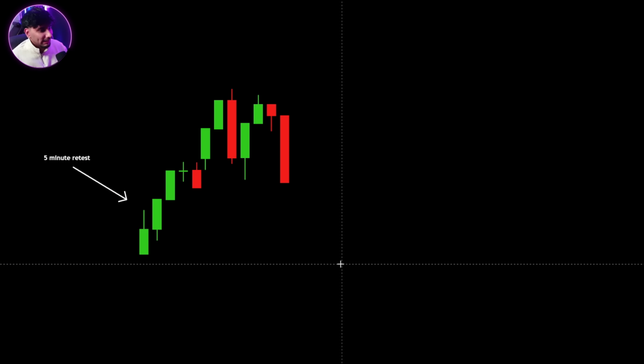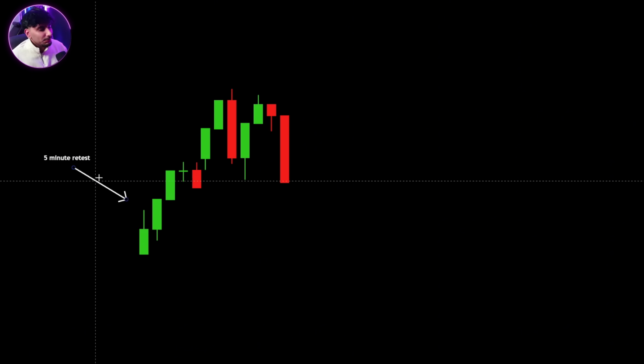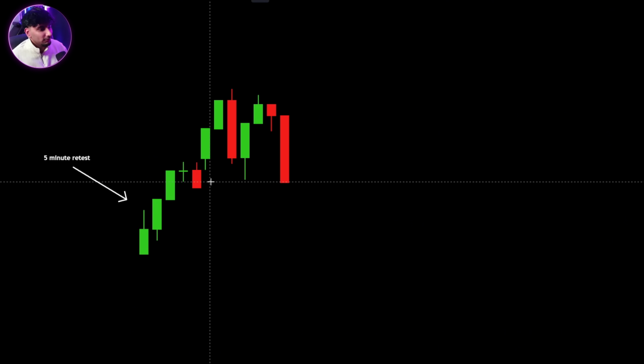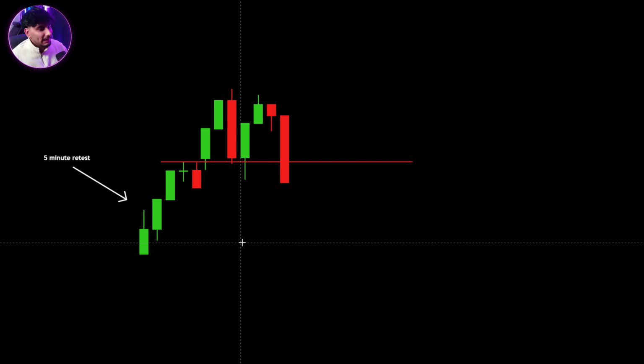All right, before we get into the examples, I want to make sure you understand exactly why and how we should wait for candlestick closures. So in this example here, we can actually see this is the 5-minute retest. So we have 1, 2, 3, 4, 5. We can mark out the 5-minute high right here.